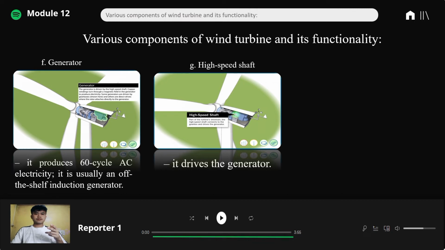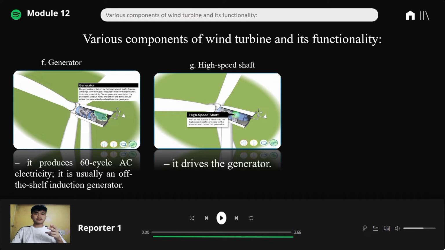Power cables transport the electricity to ground level. An anemometer measures the wind speed and transmits it to the controller, and the controller starts the wind turbine at speeds of about 12 to 25 km per hour. So the controller starts at 12 to 25 km per hour. I discussed earlier what the controller is.